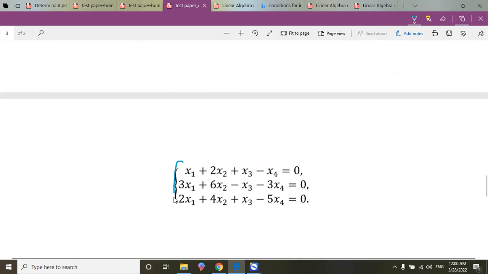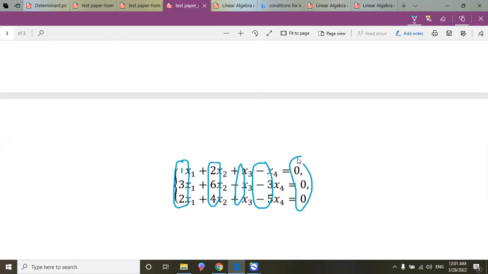Here, we have some kind of coefficient, right? Coefficient of x1, so 1, 3, and 2. Coefficient of x2, that is 2, 6, 4. And coefficient of x3, that is 1, minus 1, 1. And coefficient of x4, that is minus 1, minus 3, and minus 5. And our right part, the constant value, is 0, 0, 0.